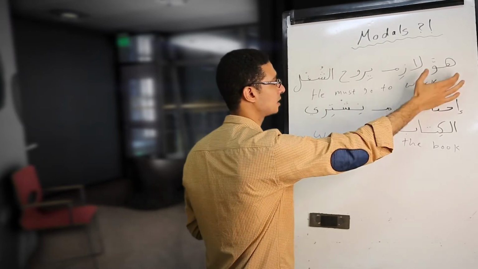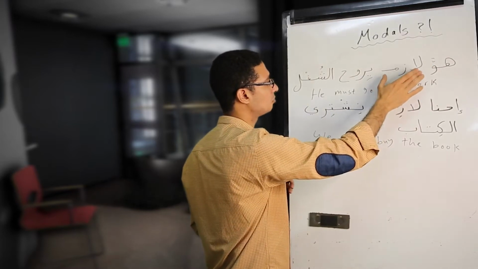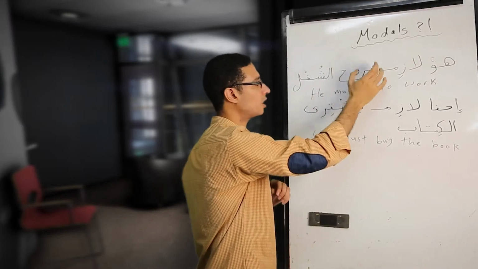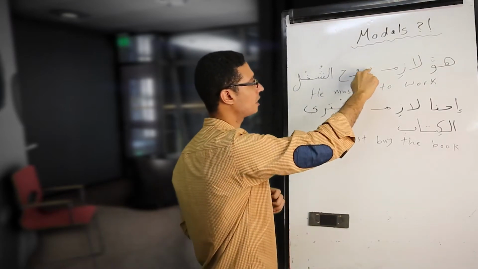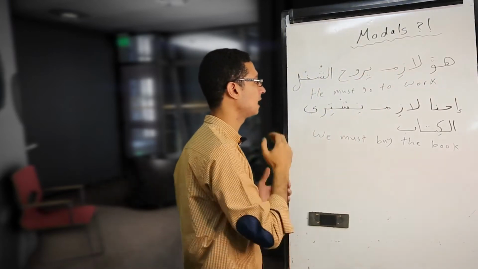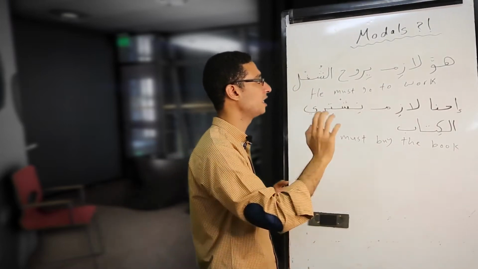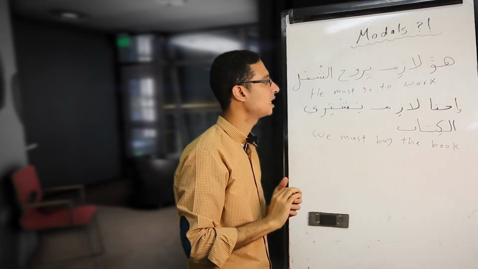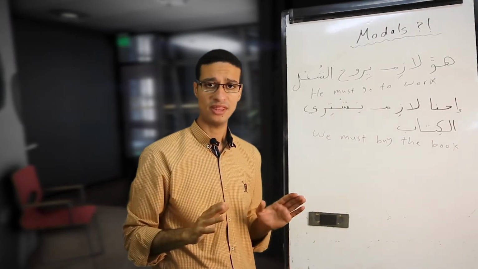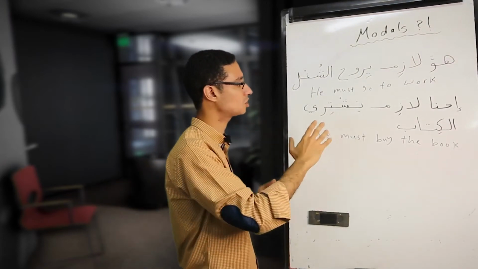It's not conjugated with he. So he must يروح الشغل. So يروح is conjugated without the باء. هو لازم يروح الشغل. He must go to work. So here the verb after لازم should be conjugated in the present tense without adding the باء in the beginning. So هو لازم يروح الشغل. He must go to work.